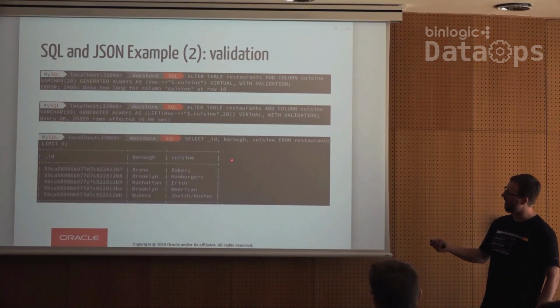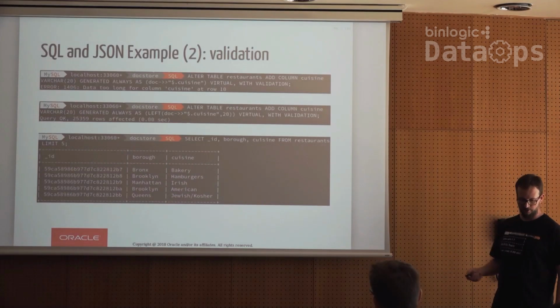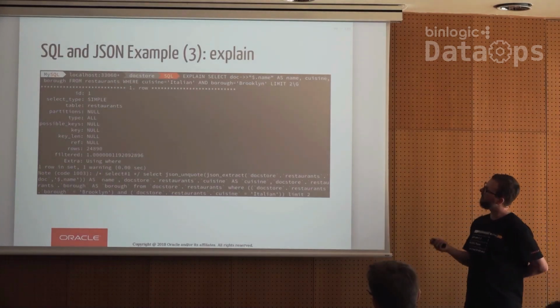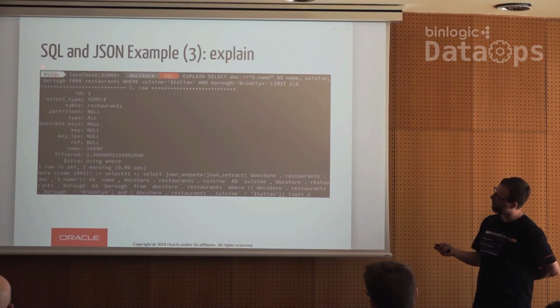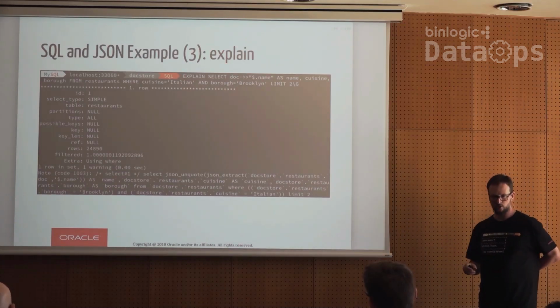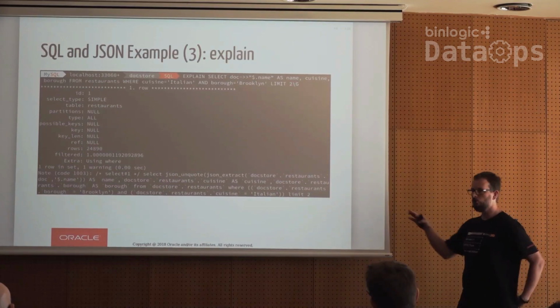Then if we do a select, we can see here we have borrowed and cuisine, which are two generated columns inside of my collection. Now let's do an explain, and I want to retrieve some data here, and I say, okay, I want to retrieve the name, the cuisine, and borrowed from the restaurant, where the cuisine is Italian and in Brooklyn, and I want the first two documents only. So, do you like this query plan?